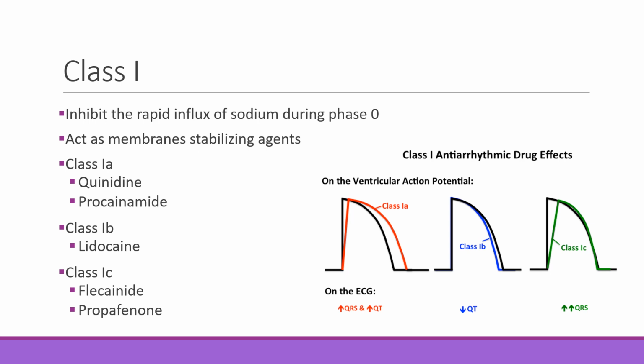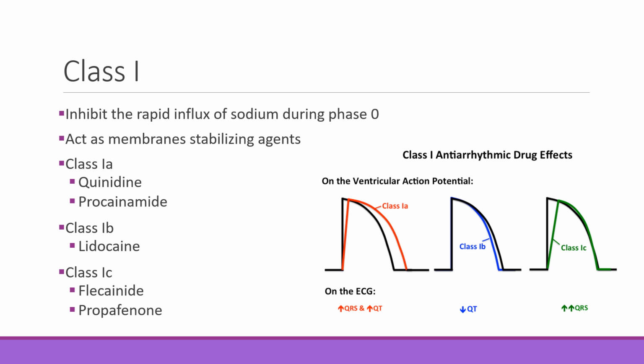So for class 1 antiarrhythmics, these inhibit the rapid influx of sodium during phase 0, and they act as membrane stabilizing agents. I'm going to skip over class 1A and class 1B agents because these you're rarely going to see in the outpatient setting, if at all.